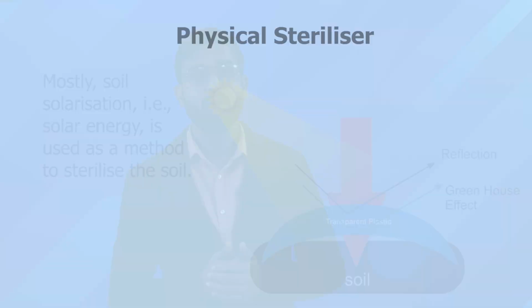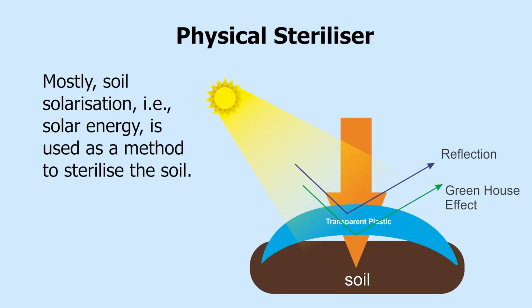It is difficult to execute the process on a large scale as certain beneficial factors may get lost from the soil. Mostly soil solarization, that is solar energy, is used as a method to sterilize the soil.